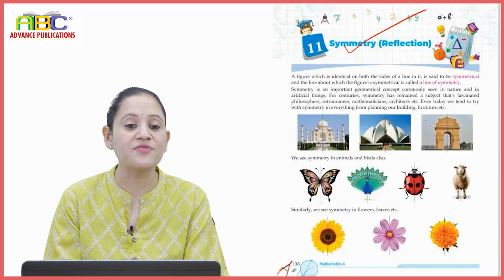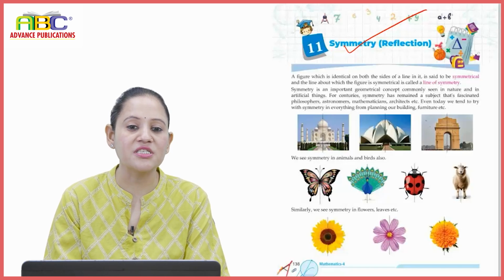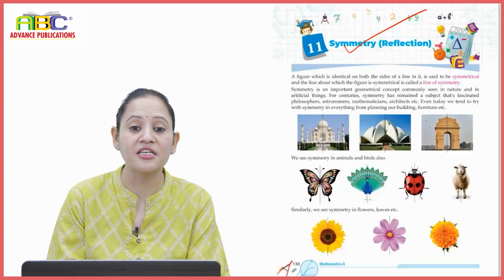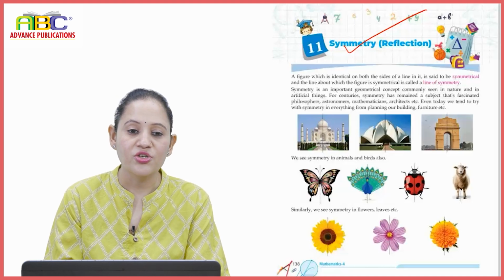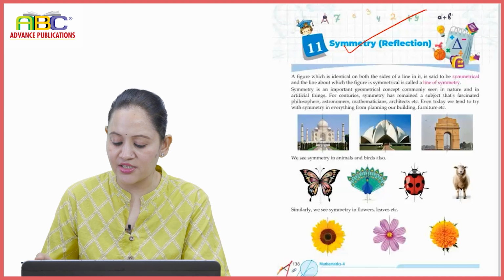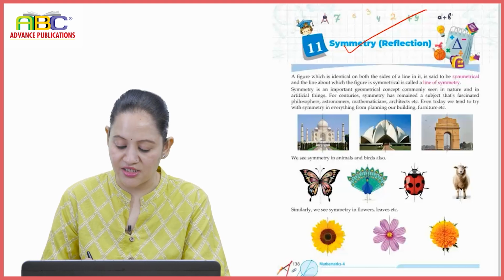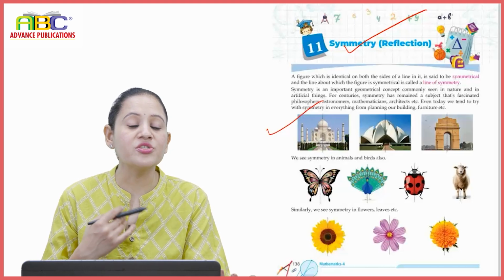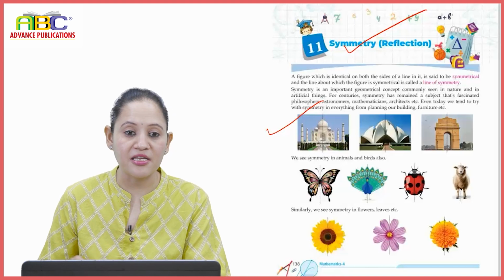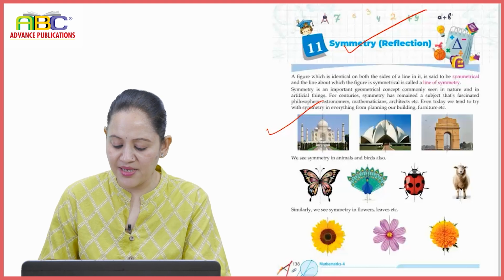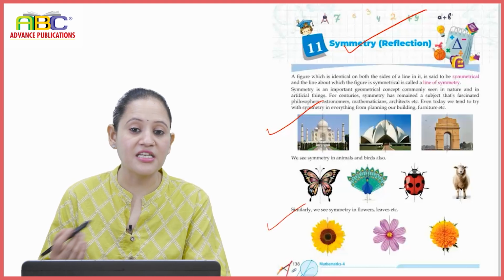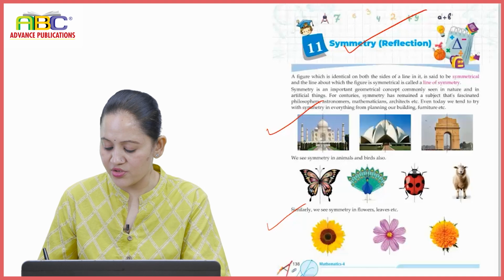Symmetry is an important geometrical concept commonly seen in nature. You can see it in nature and in artificial things. For centuries, symmetry has fascinated philosophers, astronomers, mathematicians, architects, etc. Even today, we try to use symmetry in everything from planning our buildings to furniture. Here you can see some buildings and monuments with symmetry. We can also see symmetry in animals and birds like butterfly, peacock, ladybird, sheep. Similarly, we can see symmetry in flowers and leaves. So in nature, we can see symmetry.